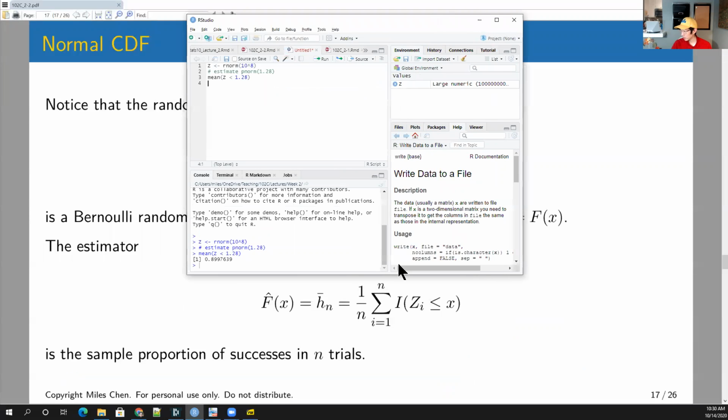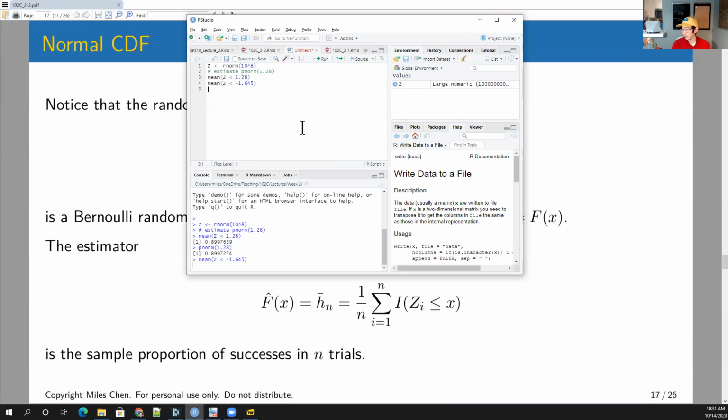I hope you guys can see this. R comes back and says the mean of that is 0.8997638. We can compare that to the true value of pnorm of 1.28, and they come out pretty close. This is my estimate based on 100 million random normal values, and the true value of pnorm of 1.28 is 0.8997278. We can estimate any other value. What's pnorm of, say, negative 1.645? Here I get something around 5%, whereas pnorm of negative 1.645 is technically a little bit less than that, 0.04998.